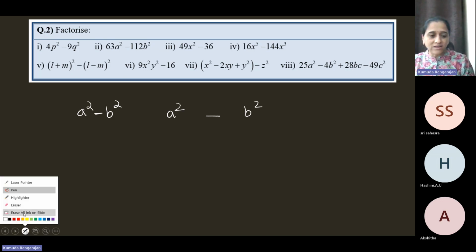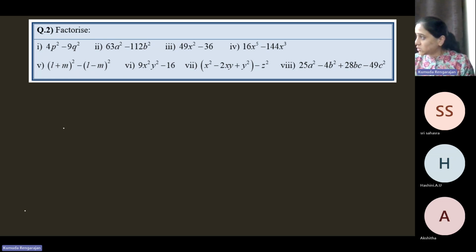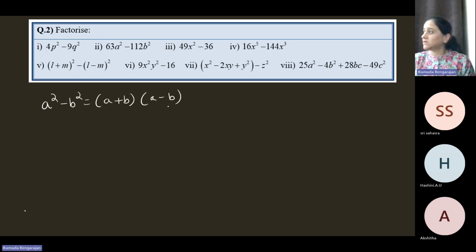And how do you factorize an expression which looks like a difference between two squares? So we know the identity: A squared minus B squared is equal to A plus B into A minus B. This is how we factorize it. The factors of an expression of the form A squared minus B squared are A plus B and A minus B.